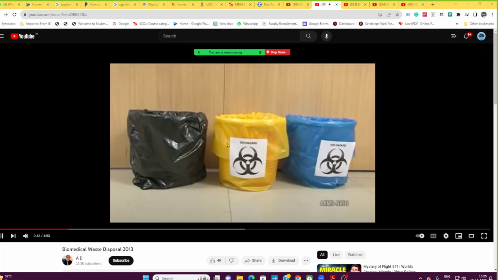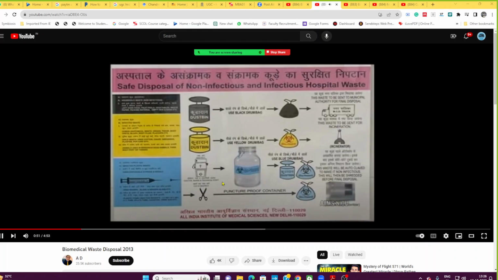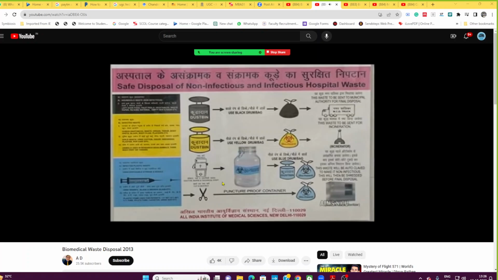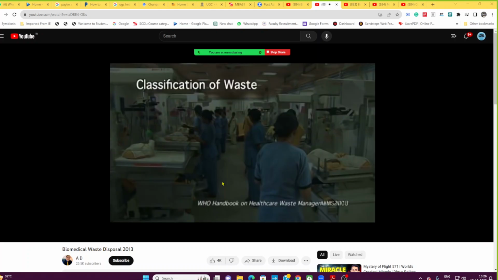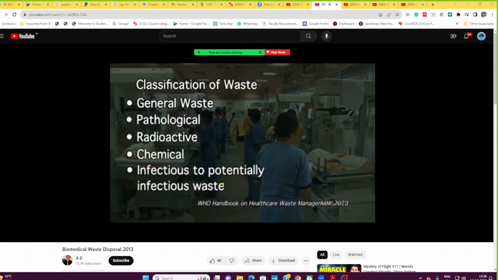It is important to segregate the medical waste materials at the point of generation, treat them appropriately, and then dispose of them safely. The World Health Organization has classified medical waste into 8 main categories. They are general waste, pathological waste, radioactive waste, chemical waste, infectious to potentially infectious waste, sharps, pharmaceuticals, and last but not the least, pressurized containers.